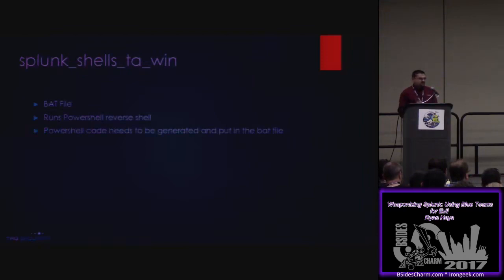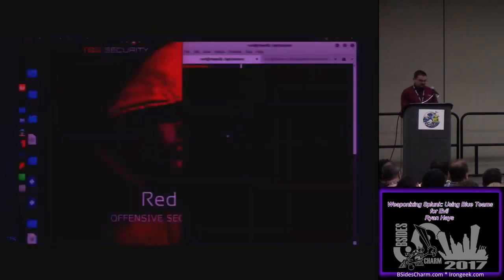So the Windows add-on uses a batch file and just runs PowerShell code. I'm actually using the TrustedSec Unicorn program to generate that, and it just generates an obfuscated payload for a reverse Meterpreter shell. And the Linux one is just a basic Python one, and again, I'm not trying to hide anything, it's all just proof of concept. So let's see what that looks like.